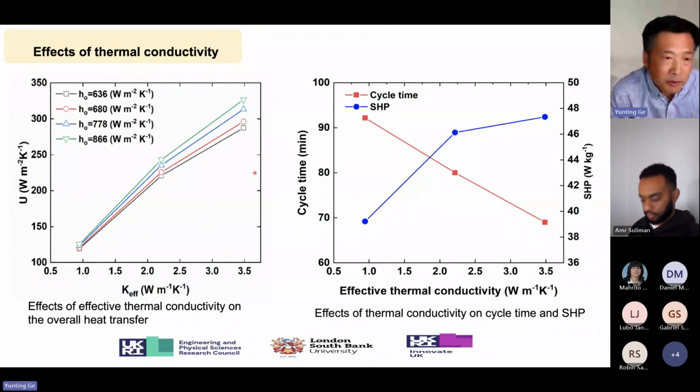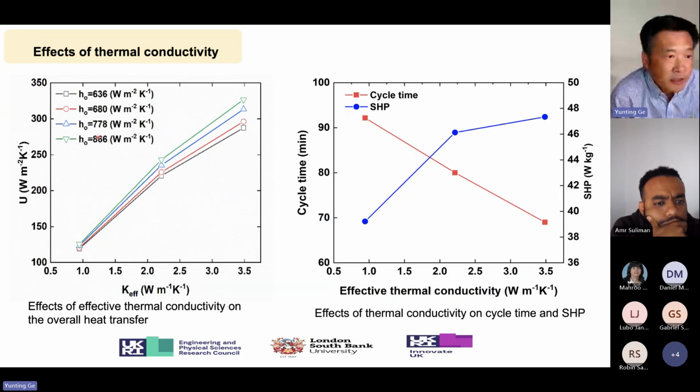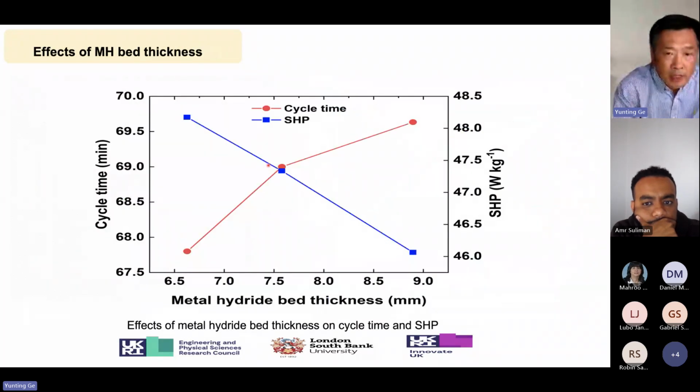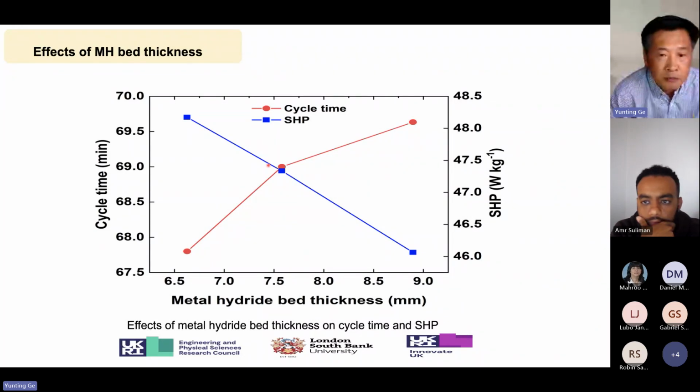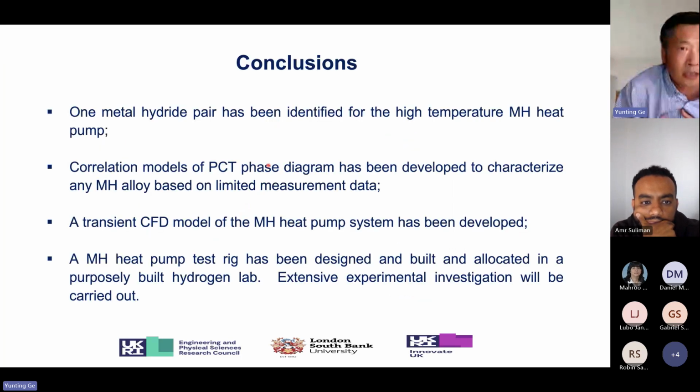We also do some other analysis to optimize the system. For example, increasing the thermal conductivity of the metal hydride, and also increasing the heat transfer coefficient on the heat transfer fluid side, can all benefit the system performance. We also analyzed the metal hydride bed thickness: a higher bed thickness gives a larger cycle output, but reduces the specific heat power. Because of time, I won't go into those details, just a summary.